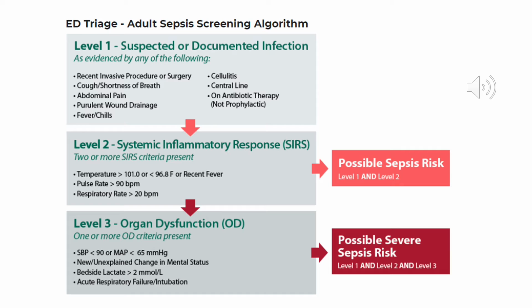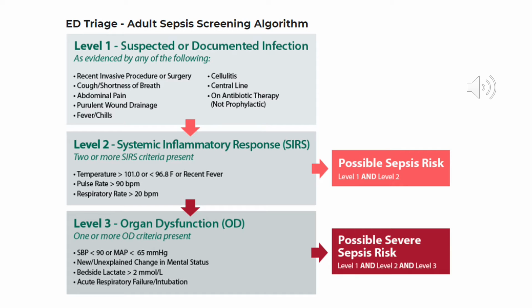Let's quickly go over the adult sepsis screening. We go by 3 levels. The first level being any suspected or documented infection, which can be any invasive procedure or surgery, cough, shortness of breath, abdominal pain, purulent wound drain, fever, chills, cellulitis, central line, or any antibiotic that's not prophylactic.